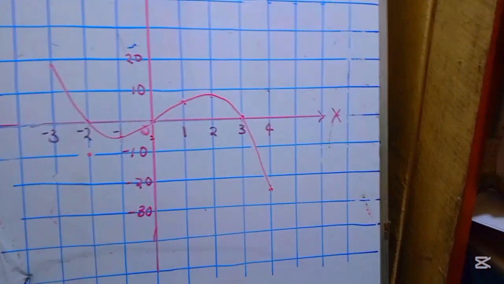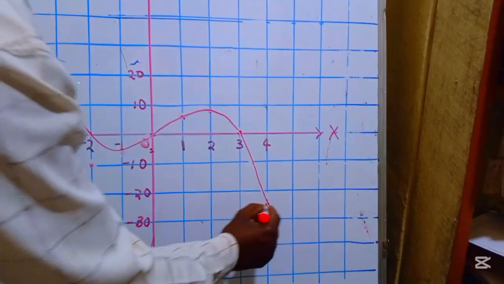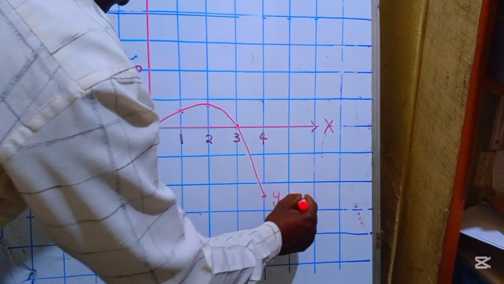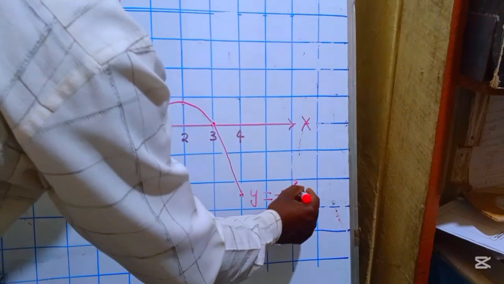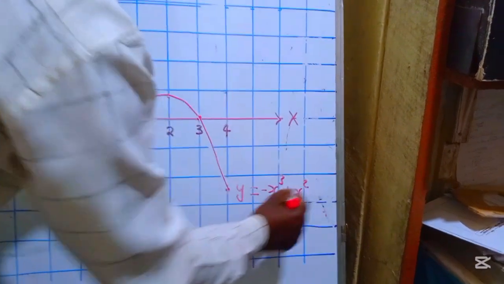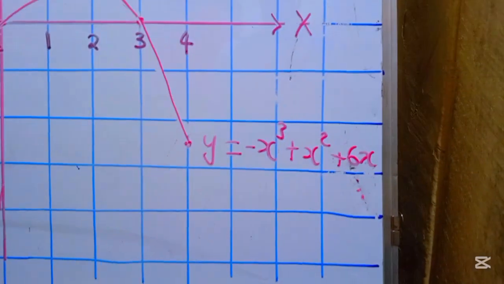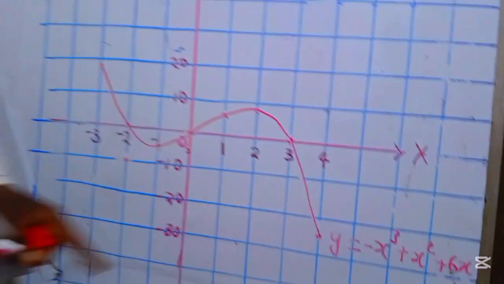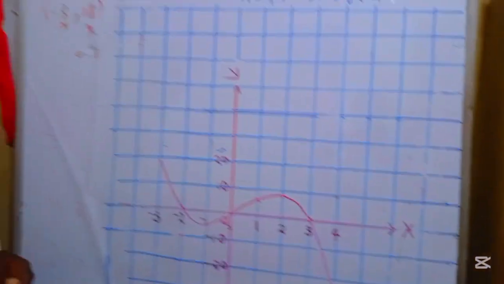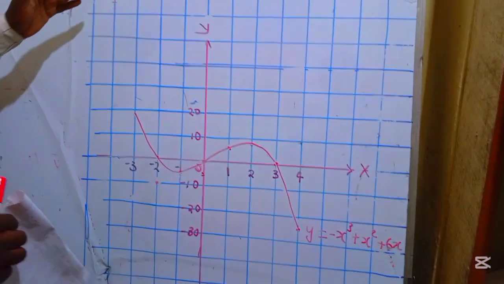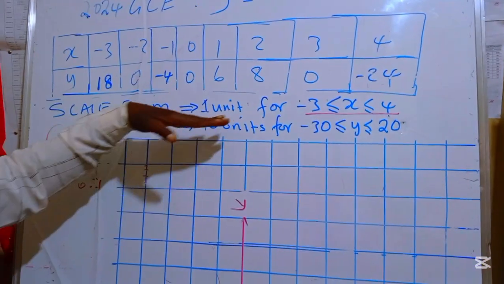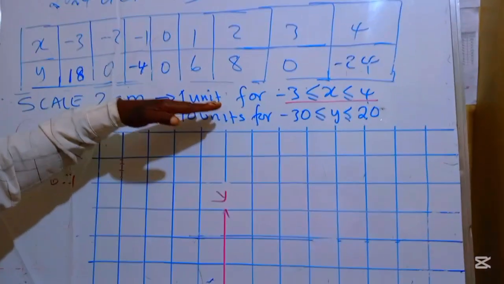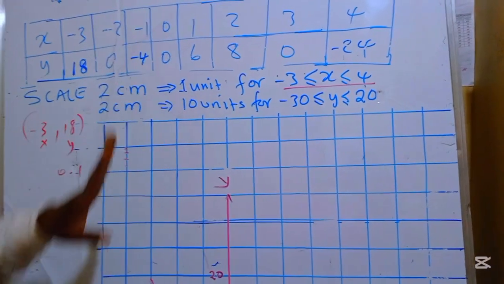So this curve has got a name. What is the name of this curve? It is y is equal to negative x cubed plus x squared plus 6x. So, ladies and gentlemen, fellow viewers, I hope you have understood what we were doing here. What is important here: are you able to find the value of q? Yes. Next, are you able to give respect to the scale you are given? If the answer is yes, then you continue.